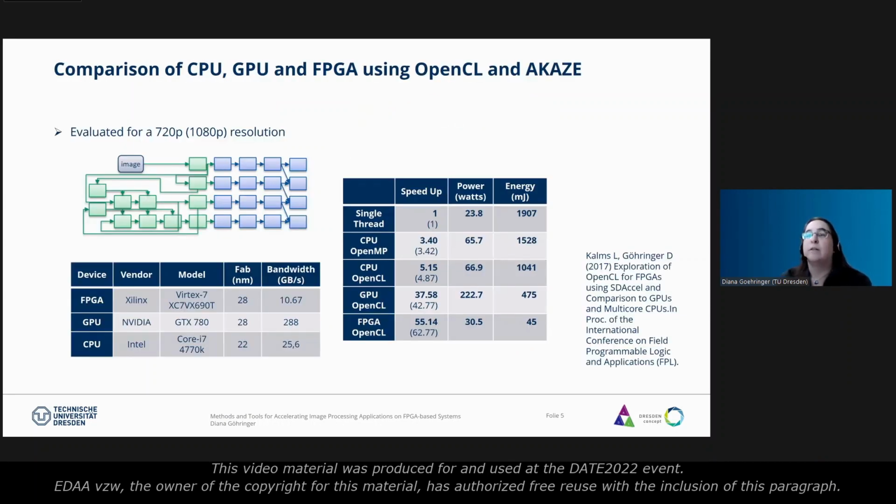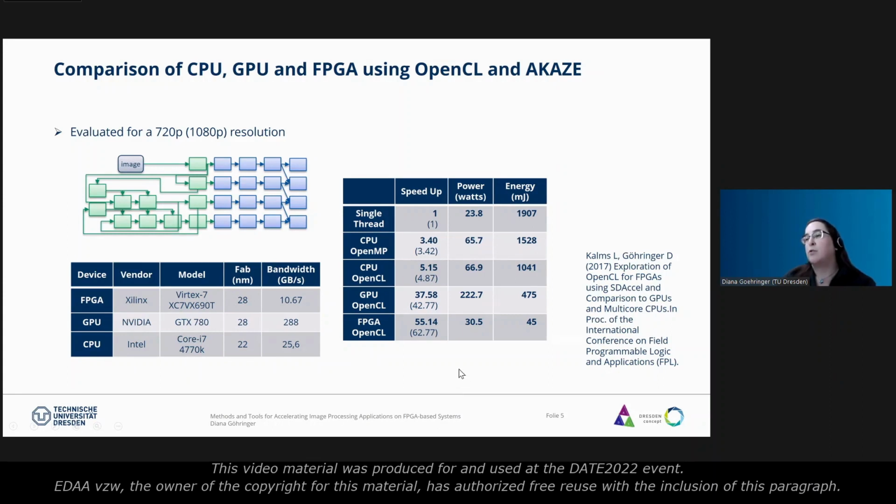We did a comparison for the applications we are interested in, which are object detection algorithms from image processing. In this example, we use the Akasi object feature detector, and we compared a CPU implementation, a GPU implementation, and an FPGA implementation. The programming language used was OpenCL because it's supported by all three platforms, so we have a common programming interface. And the platforms we use are a Xilinx Virtex 7, an NVIDIA GTX 780, and an Intel Core i7.